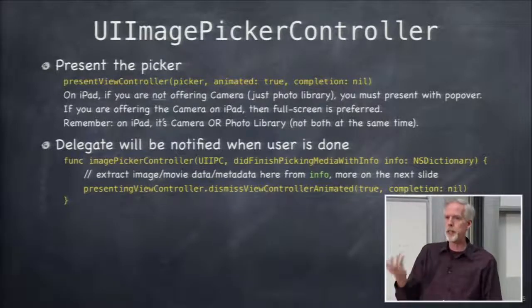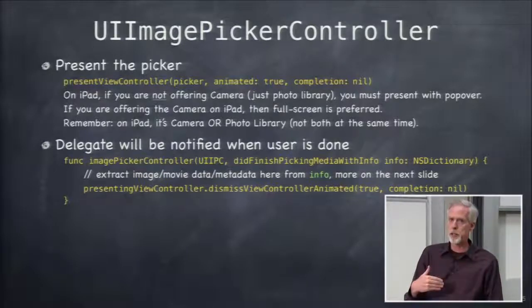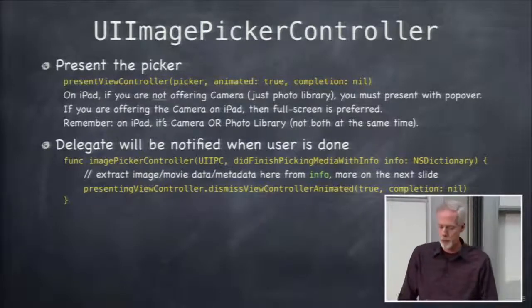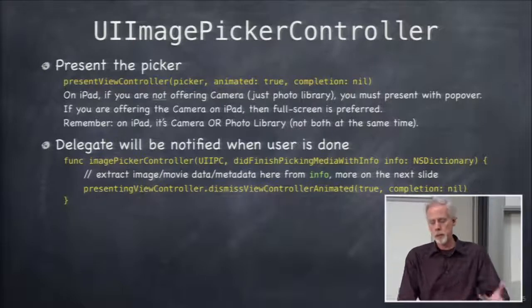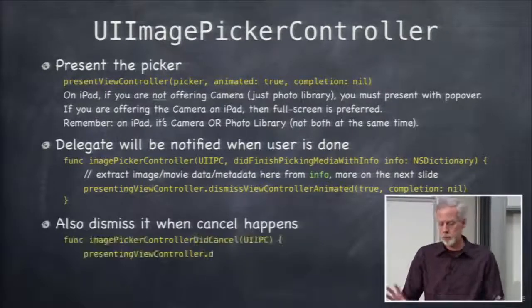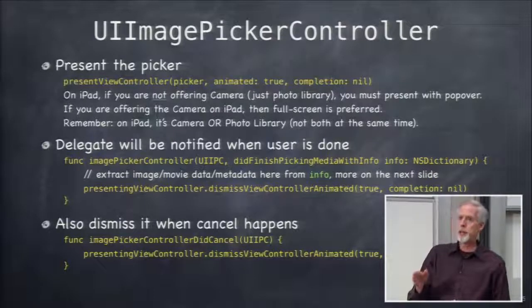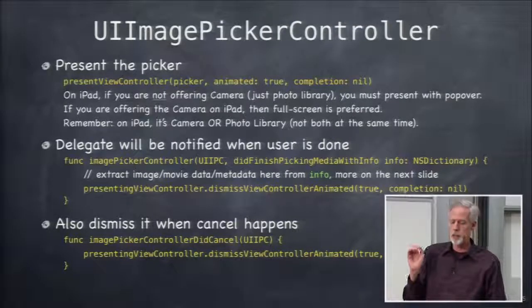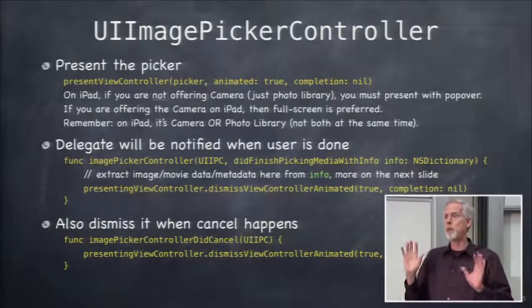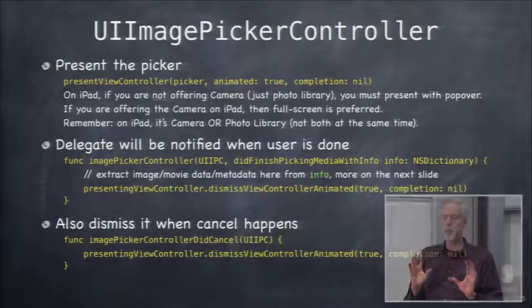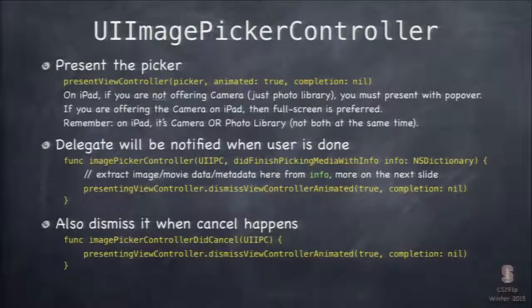But I just want to emphasize that, again, you dismiss by sending a message to the presenting view controller, which is probably going to be you. And you'll see in the demo, we're going to do this, and we're just going to call dismiss directly. We don't have to say presenting view controller. The other delegate method you're going to get of interest is image picker controller did cancel, and that means they hit cancel. So now you don't want to use the image that they were taking, whatever. So in that case, you just need to dismiss. Okay? So that's it. Those are the two delegate methods you get.